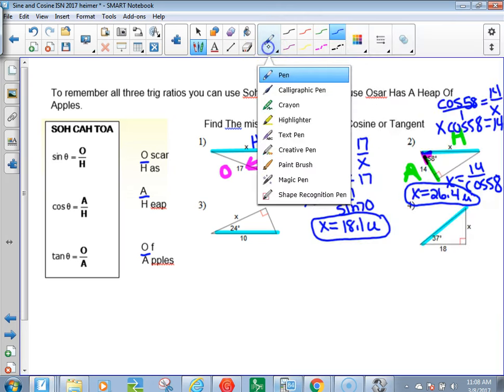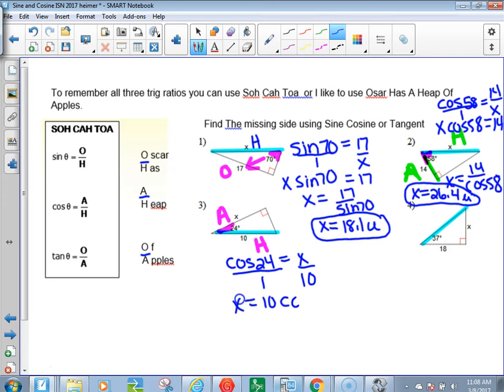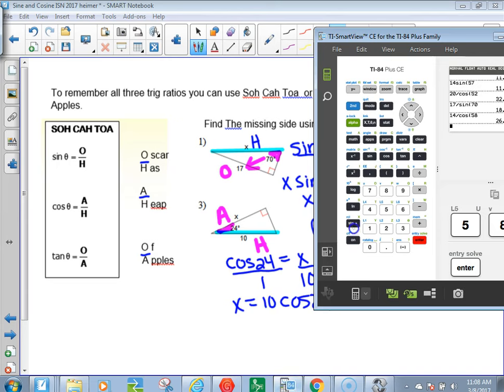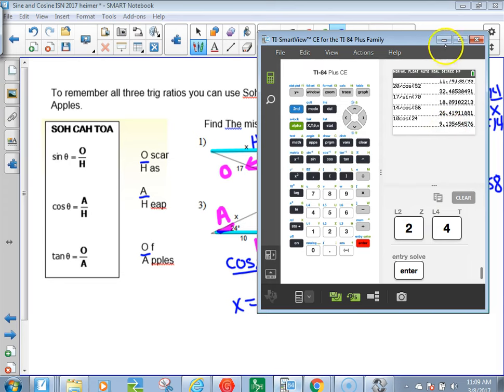All right, what about the next one? Coming from 24 degrees, the hypotenuse is labeled in blue. And then right next to it is the other side that has a label on it, and it's the adjacent side. So adjacent and hypotenuse again. That one's another cosine. So the cosine of 24 equals adjacent leg x over hypotenuse 10. So we're just going to calculate it. X equals 10 times the cosine of 24. I just can't see my little screen. There we go. 9.1 units.